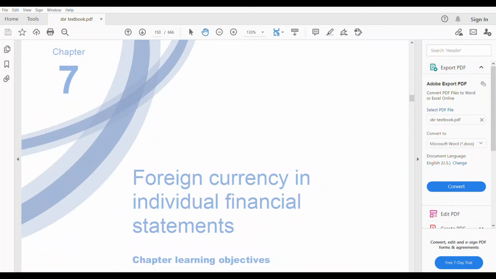Today's standard is IAS 21, one of a very important standard. So you can expect this standard most of the time in your exam. Foreign currency in individual financial statements. For example, you have bought a foreign subsidiary or you have disposed of a foreign subsidiary, right? Or an associate, which is foreign. You need to know how to deal with that. Okay? You need to know which rates to convert.